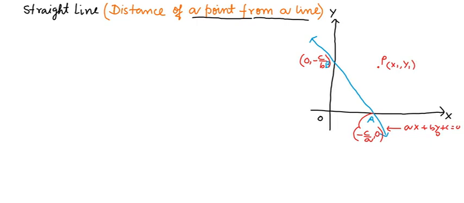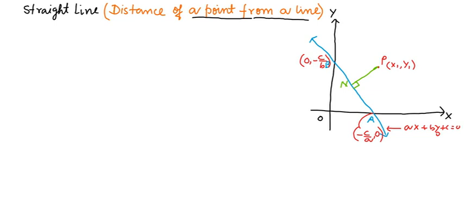Here you have to calculate the distance from this point to this line. So we will draw a perpendicular. Suppose this perpendicular is PN. This is the perpendicular. Now how will we find the length of this perpendicular? To calculate the length of the perpendicular, we have some construction here.